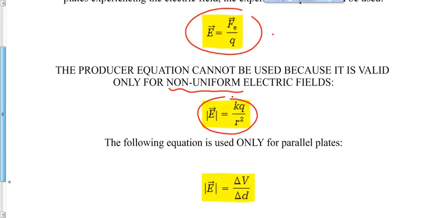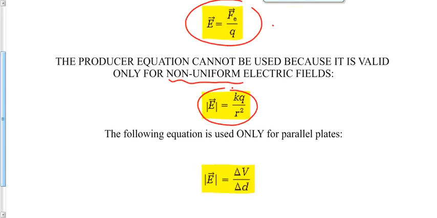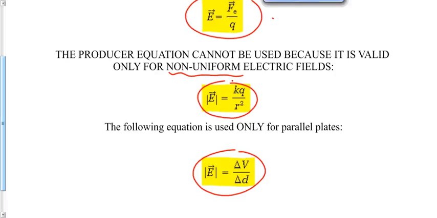The third equation, the new one, looks like this. The electric field is equal to delta V over delta D. Now, this new equation that we've just learned, what do these variables mean? Of course, E is the electric field that's between these two parallel plates, the uniform electric field. Delta D, we got to be careful with this one.